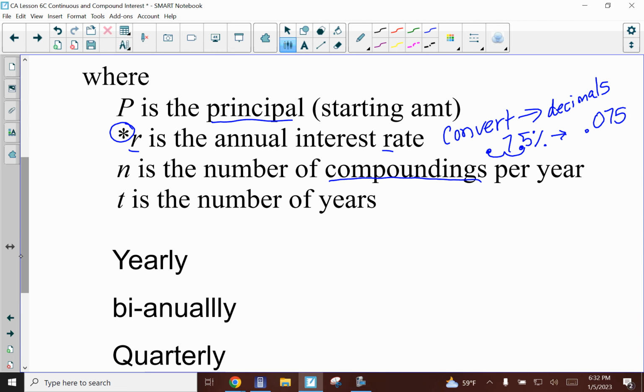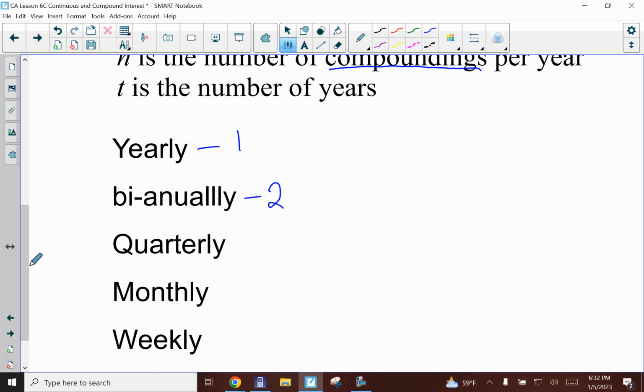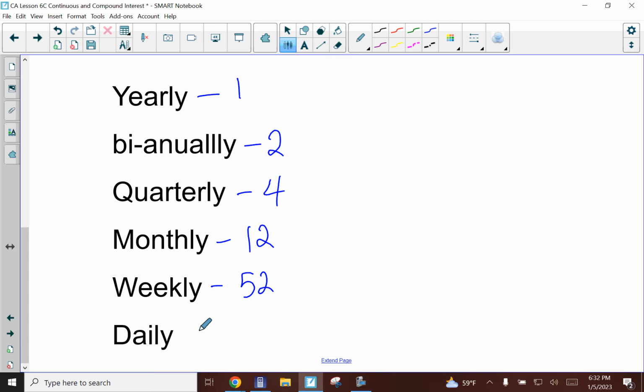They could tell you that it's compounding yearly. So how many times would they calculate it? They would calculate it once a year. If they say biannually, that means they're going to calculate it twice in 1 year. If they do it quarterly, that means they're going to do it 4 times in 1 year. Monthly means 12 times in 1 year. Weekly means 52 times in 1 year. And then the mother of them all, daily, that's going to be 365 times in 1 year.